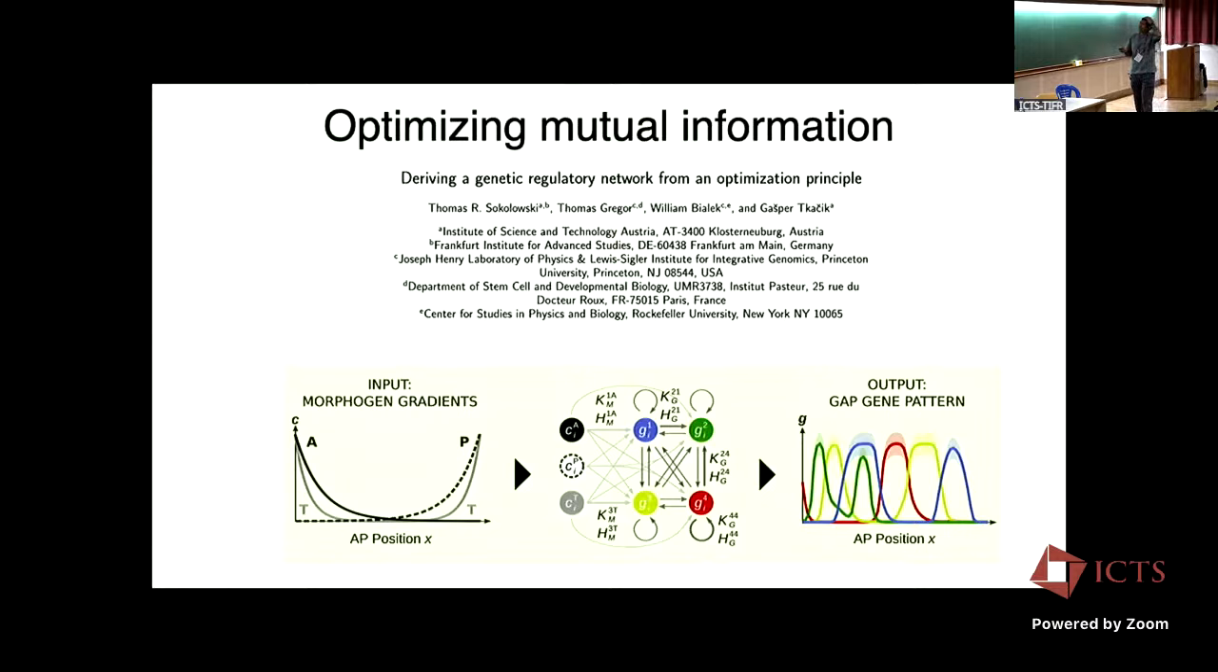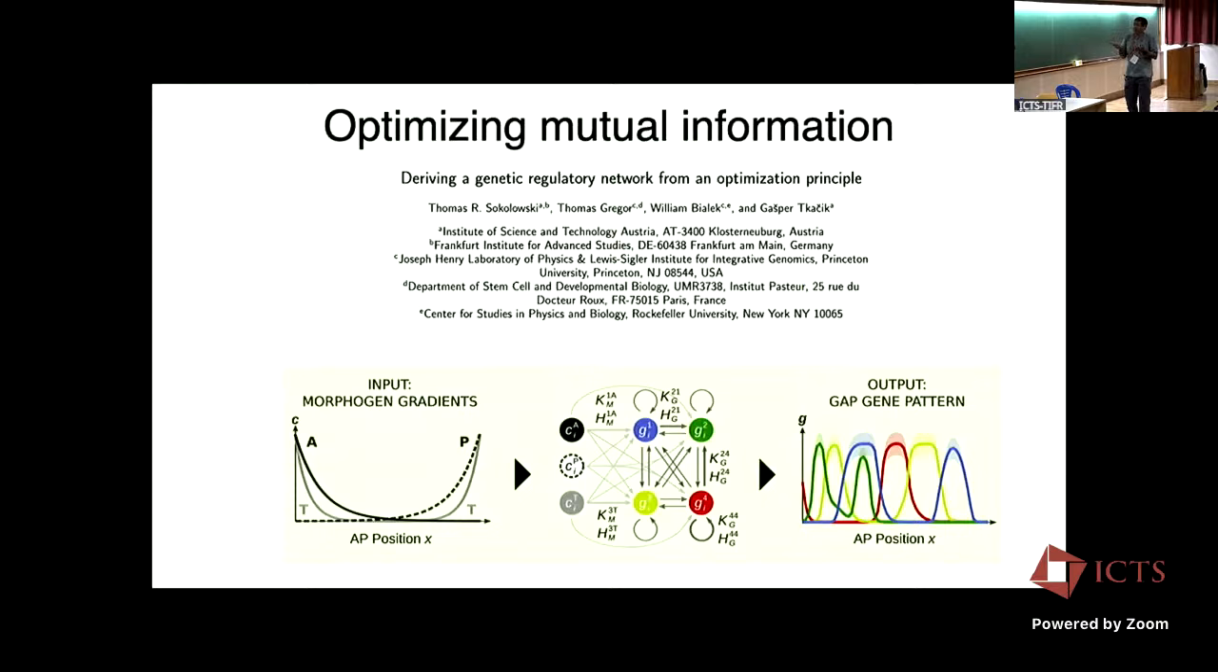This is actually a nice paper from Gasper Tachik, Bill Bialek, and co-workers, where they looked at this old problem of how a biochemical circuit can take input morphogen gradients and get output gene patterns. In this paper, they did a brute force search and tried to find architectures that can take these morphogen gradients and get you the kinds of gap gene patterns that you see in experiments.